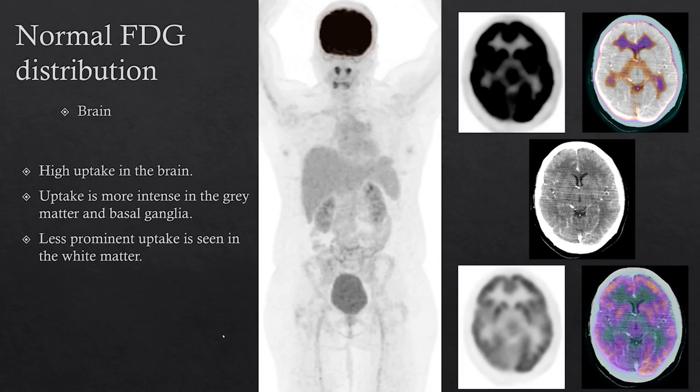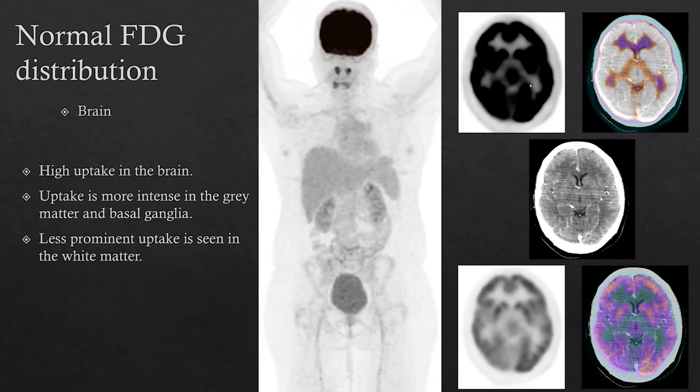We'll look at some images of normal distribution of FDG. So the brain is an area where you'd have high FDG uptake. It's usually more intense in the gray matter and the basal ganglia, as you can see over here. When you're looking at your oncologic PET scans, typically they will cut off at the base of the skull. Most centers do not scan from the apex. They would go from the base of the skull down to the thighs. If, however, you do see something like this, you should review the brain images.